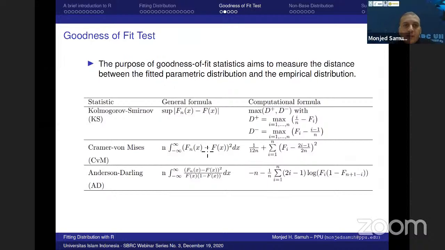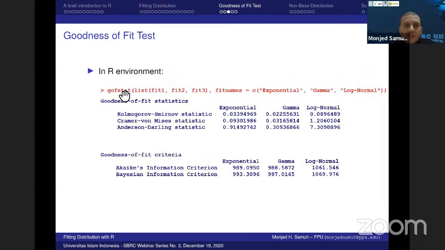We have another function that is again included in the fitdistrplus library, which is goodness of fit statistics, gofstat. In the first argument here, you give the fitted models that you used. We have 3 fitted models. The first one for the exponential, the second one for the gamma, and the third one for the log normal. Here you have the statistics for each method and for each fitted distribution.